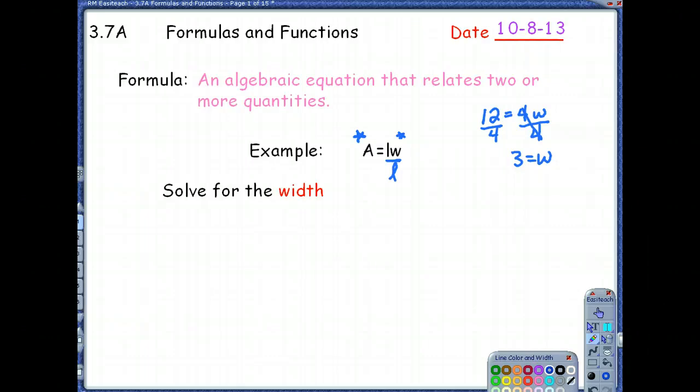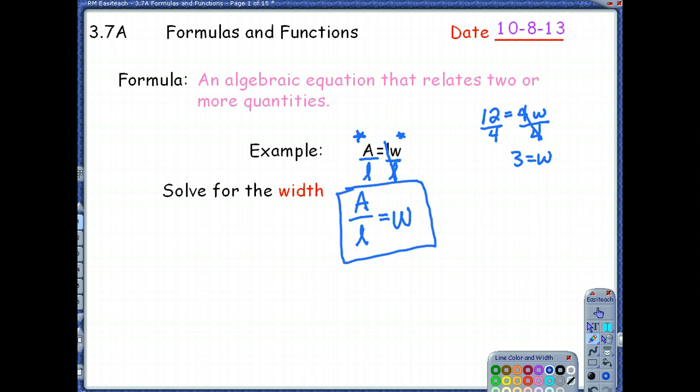So if I divide by L, I know that I can't just do something to one side of the equation, I have to do it to both sides. Anything divided by itself, like L divided by L, cancels out. They become 1. So I have 1W, but notice on the left-hand side I have an A divided by L. Because there are no numbers there, that's just how I'm going to leave my answer. So W is equal to A divided by L. That's how our answers today are going to look. They're not going to be really pretty number answers. They're going to have lots of variables in them, and that's okay.